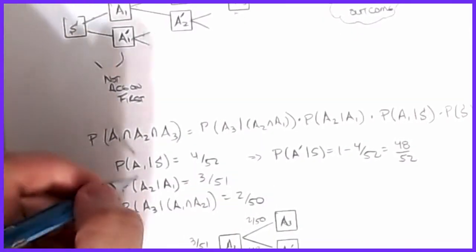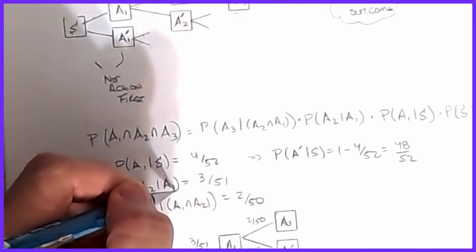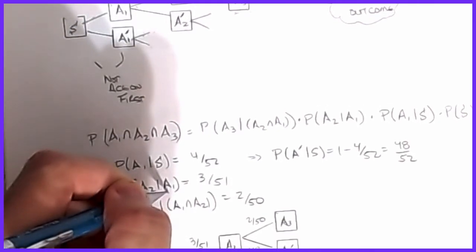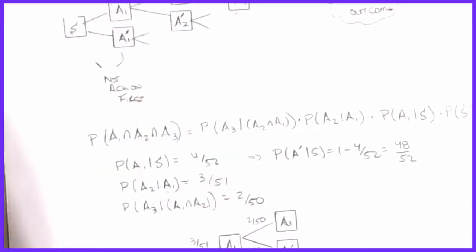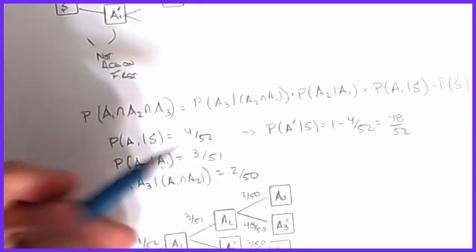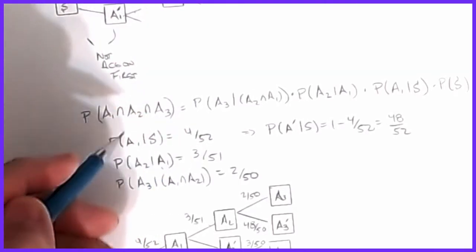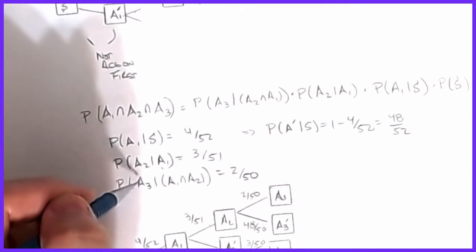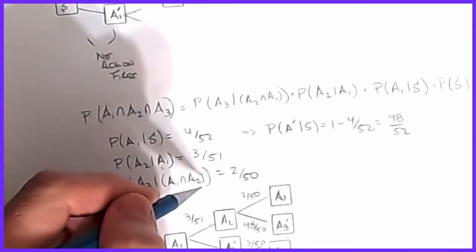The probability then of A2, given that I already pulled 1 out of the pile: if I pulled an ace on the first pull, then there's only 3 left, and there's also only 51 cards left in the deck. So you can see how these numbers start to change, but that's what we're calculating as the probabilities of the branches. And then likewise, the probability of A3, given that I've already pulled A1 and A2.